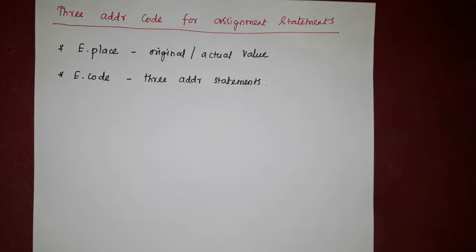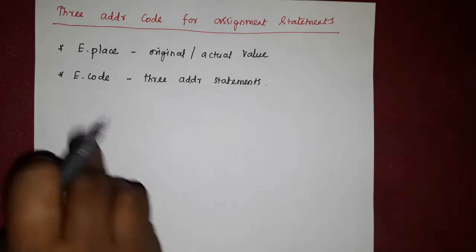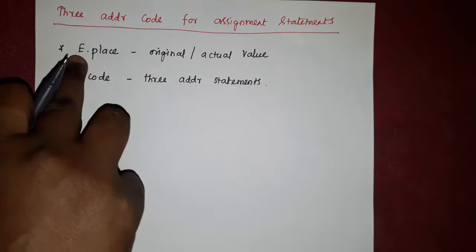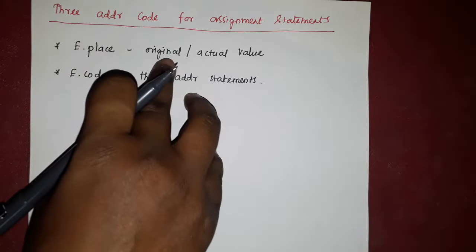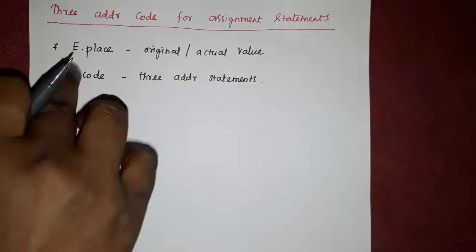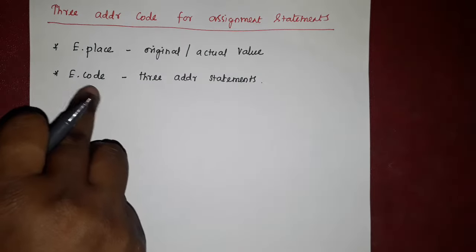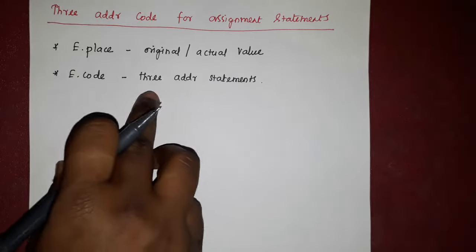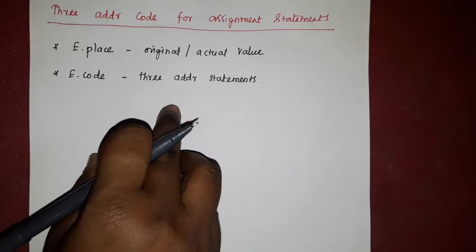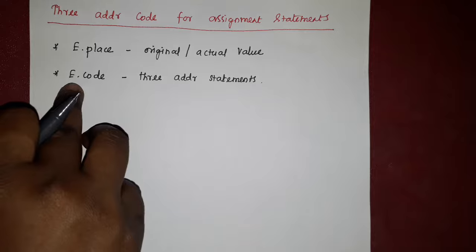The first one is e dot place and the second one is e dot code. E is nothing but an expression, so e dot place holds the original or actual value of the particular expression, and e dot code is nothing but the three address statements or three address code for evaluating the particular expression.